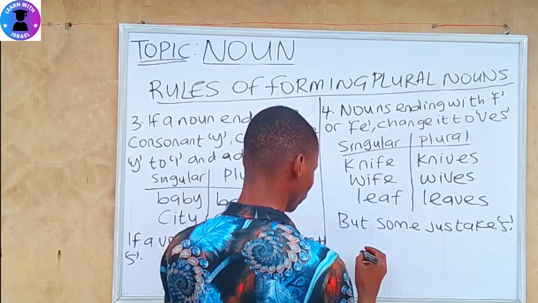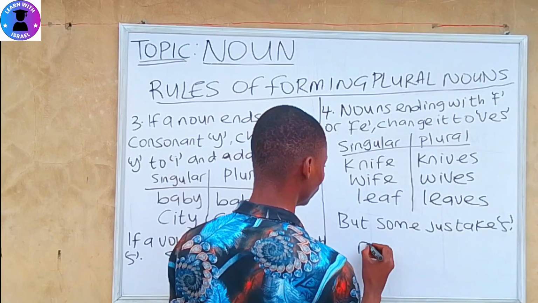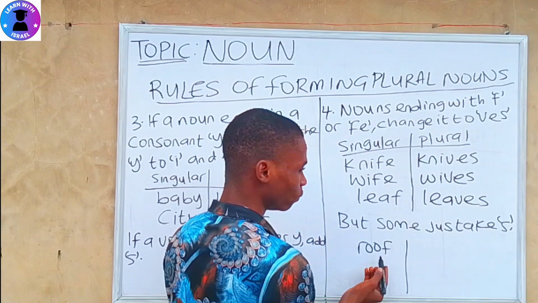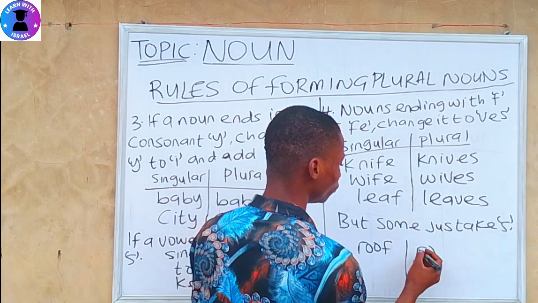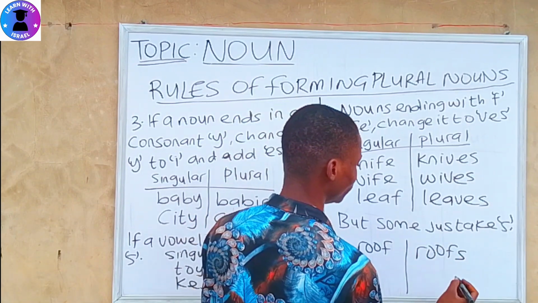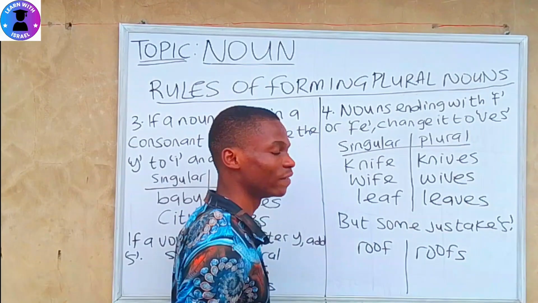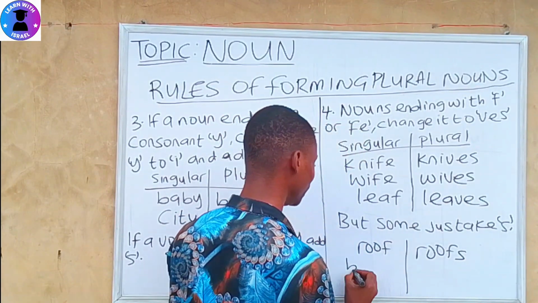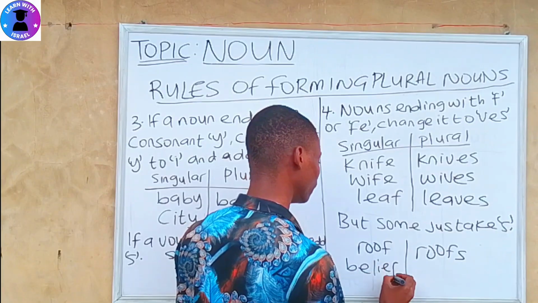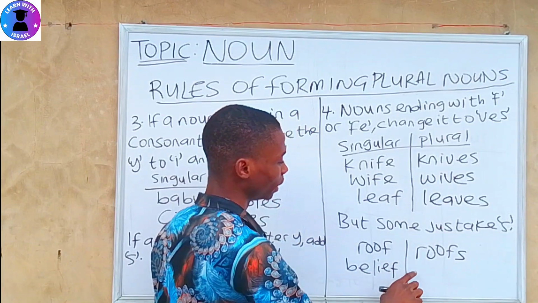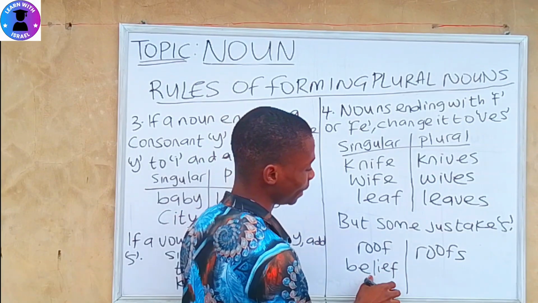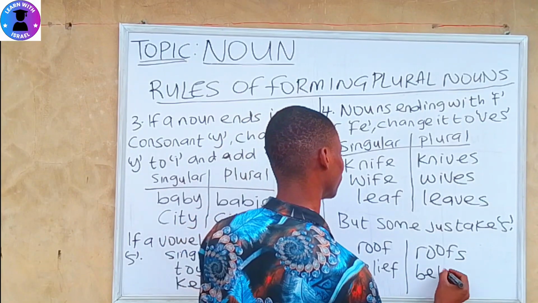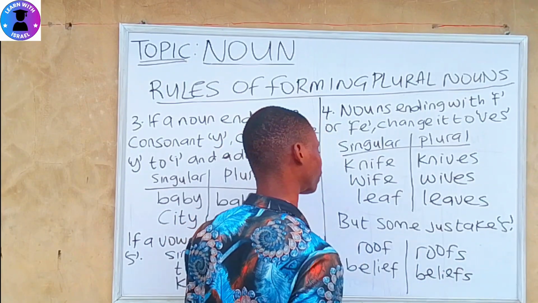For example, we have roof. To change it to plural, you need to add s. There's no need of changing it to ves. It is very wrong to be adding ves to roof. And we also have belief. To pluralize belief, we change it to beliefs.